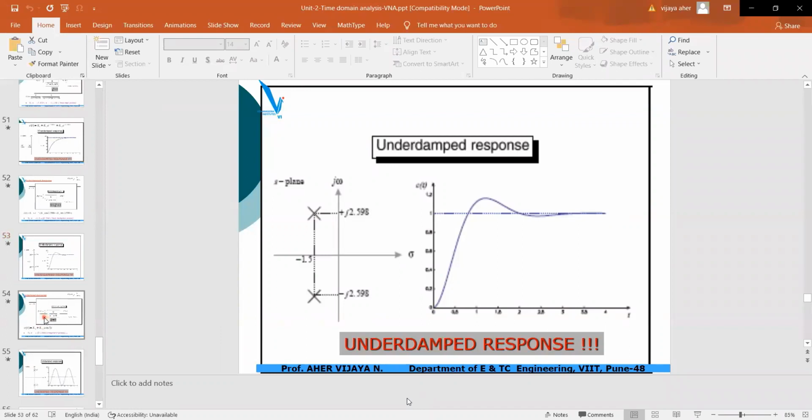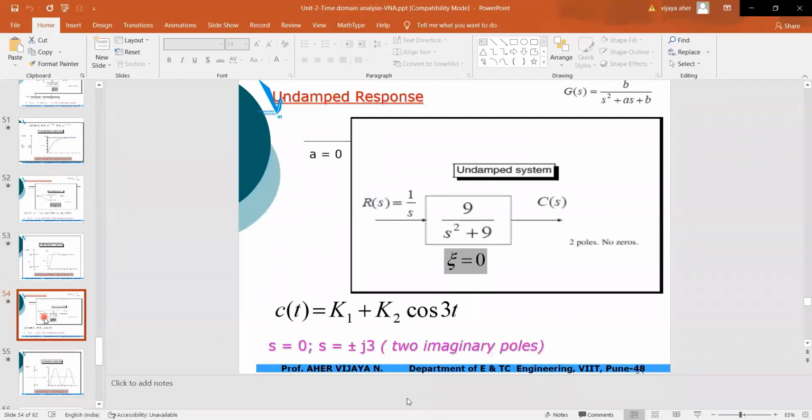Now, in this lecture, you are going to observe the undamped response. Again, same system, but zeta is equal to 0. That is nothing but we are calling that system or response undamped. So this is your undamped response. Is it visible now?